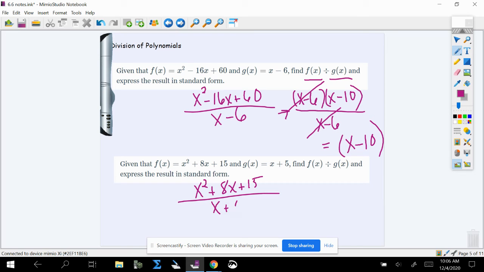So we're going to take the f function and put it on top of the g function. The numerator again is the one that will factor. It's a basic FOIL factor. We need numbers that multiply to get 15 and add to get 8. Those are going to be 3 and 5.